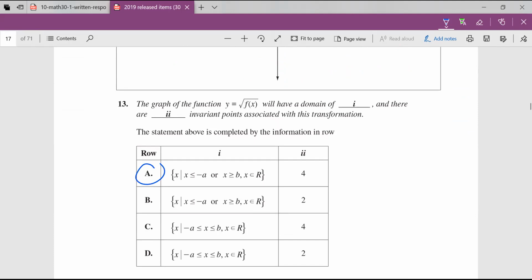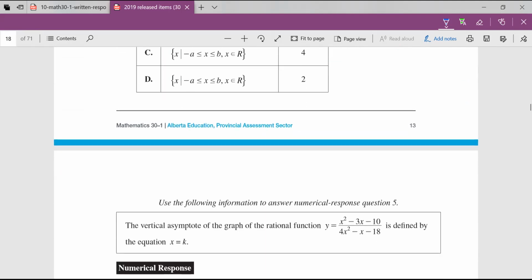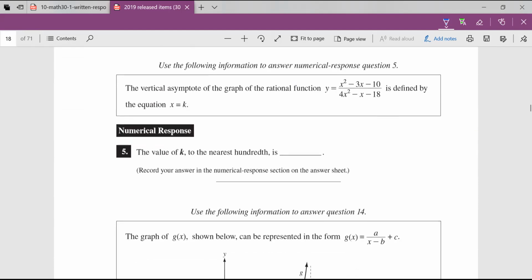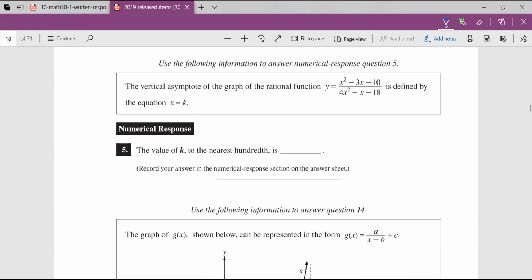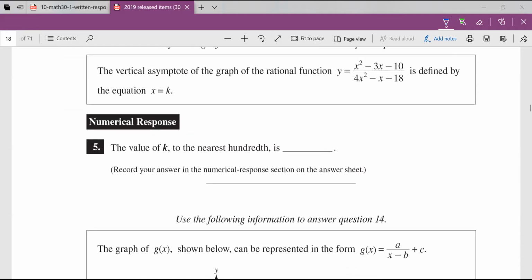Okay, so there's a lot of stuff in those radical graphs. A lot of little pieces that you might want to go back and think about as you're doing these questions. NR5, friends. Okay, what do we got here? We've got the vertical asymptote of this rational function is defined by this equation. Value of k. Okay, so first thing I'm going to do on any rational function is I'm going to factor.